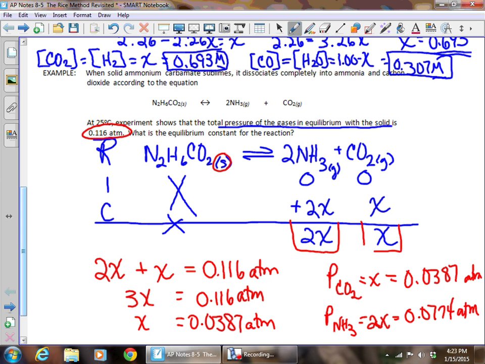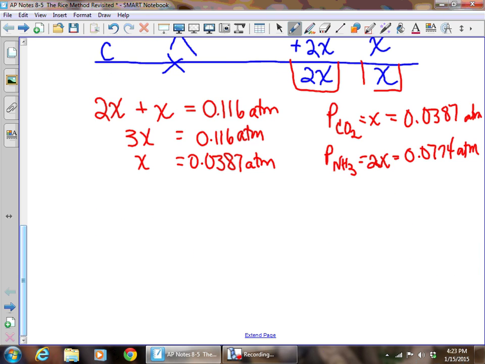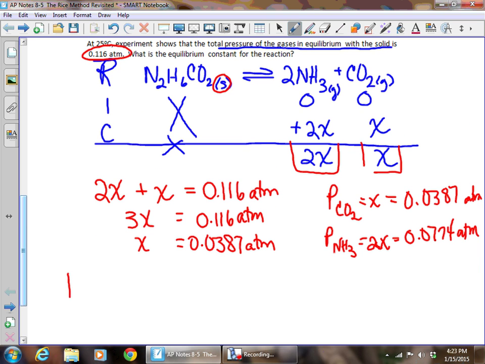Well, once I know these, I'm home free, because look at what the equilibrium expression is going to be. Based on my equation here, we're dealing with pressures now, so it's Kp, not Kc. Kp is going to be the pressure, not the concentration, of NH3 squared times the pressure of CO2. The ammonium carbamate is not involved, it's a solid, so we don't even need that in the equation.